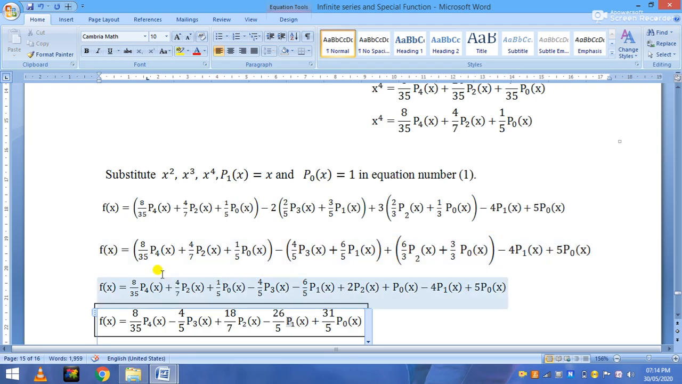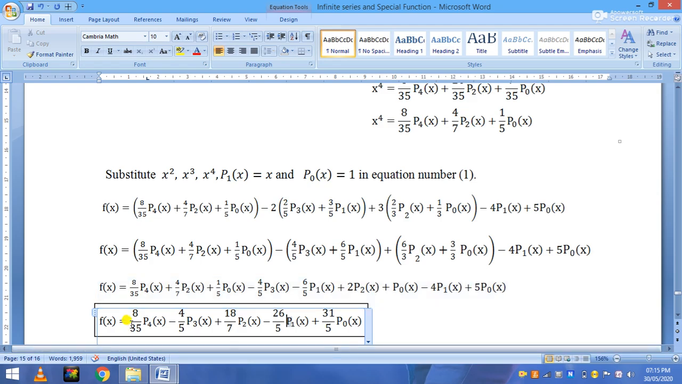Again simplify: 8 by 5 P4 as it is, 4 by 7 P2 as it is, 1 by 5 P0 as it is, so minus 4 by 5 P3 as it is, minus into plus is minus, minus 6 by 5 P1. So 3 ones are 3, 3 twos are 2 P2, the 3s cancel, remaining is P0, so here minus 4 P1 plus 5 P0 as it is.